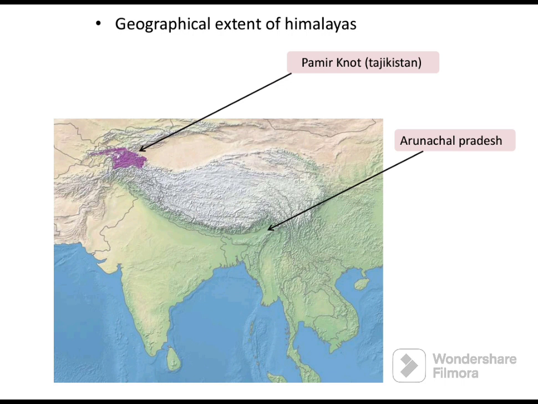Now let's have a look at the extent of Himalaya. Himalaya originates from a place called the Pamir Knot. It is located in Tajikistan. And where is Tajikistan? Tajikistan is basically a Central Asian country. And this Himalaya, which originates from the Pamir Knot, stretches up to the state of Arunachal Pradesh, which is in India.